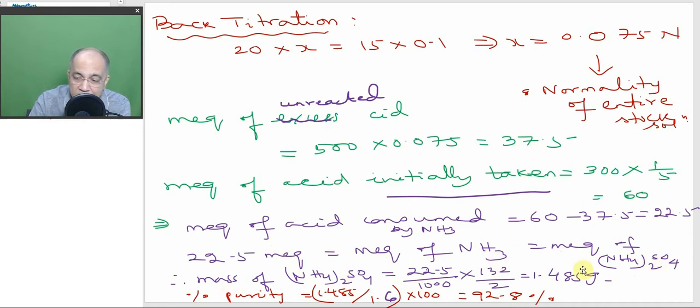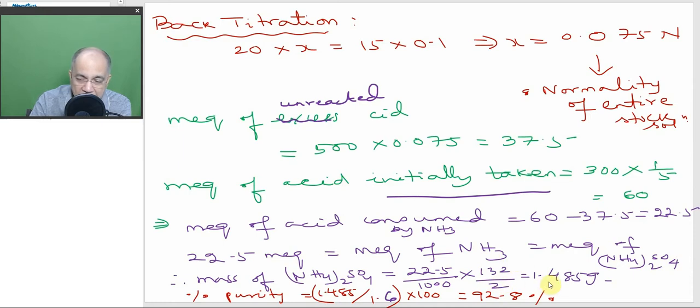So the mass of ammonium sulfate is the number of milliequivalents into its equivalent mass. The molecular mass is 132. You will find 2 nitrogen, 8 hydrogen, 1 sulfur, 4 oxygen, 132, and the N factor is 2 here. The total positive charge or the total negative charge is 2 here. So 132 by 2 is the equivalent mass.